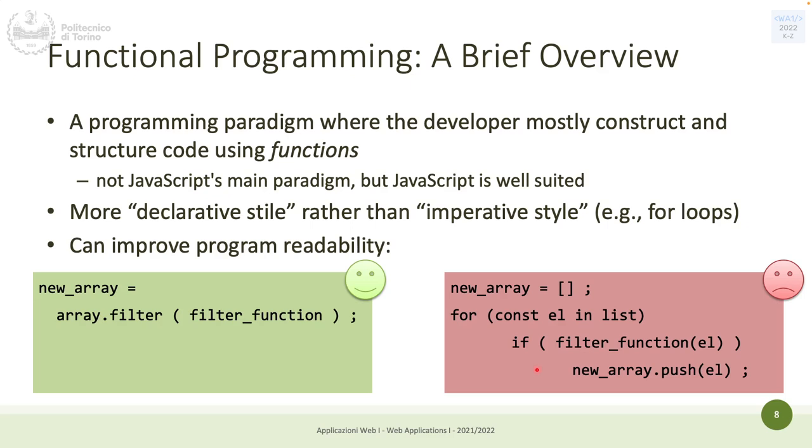And it can improve readability also. So here you have the same thing on the green side, the filter method that we have seen, and on the red side, the non-functional method, in which this function is doing all the filtering, like the other one, but you see, it's long, the result cycle, etc.